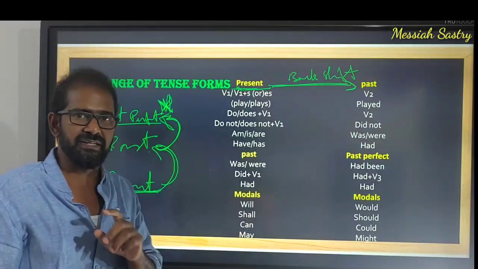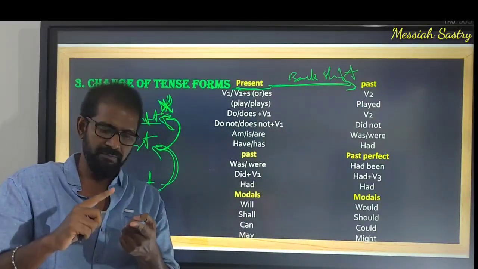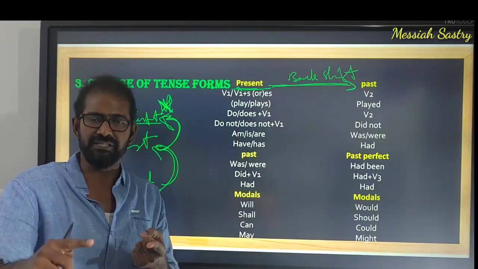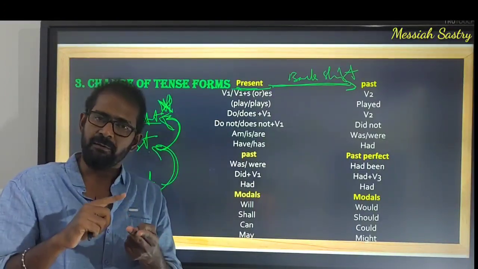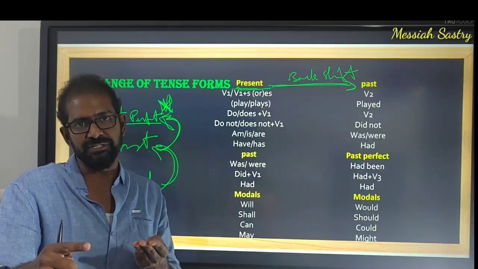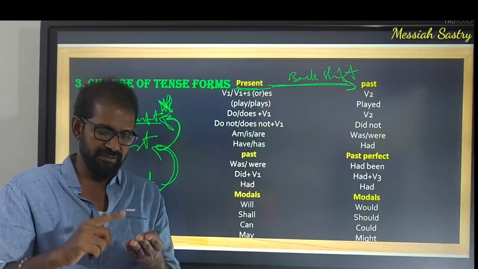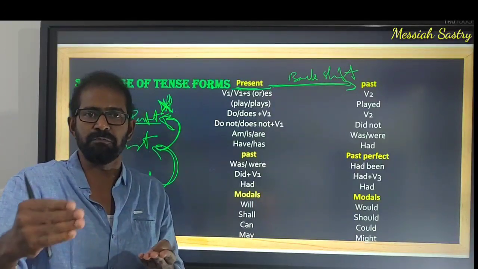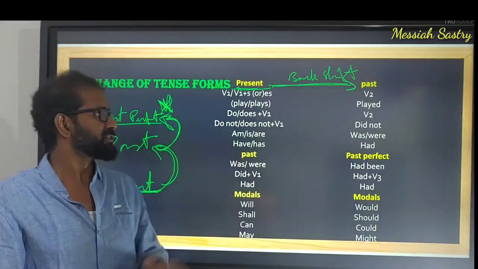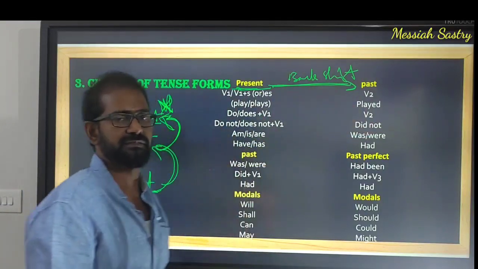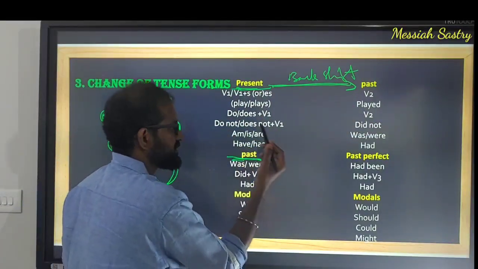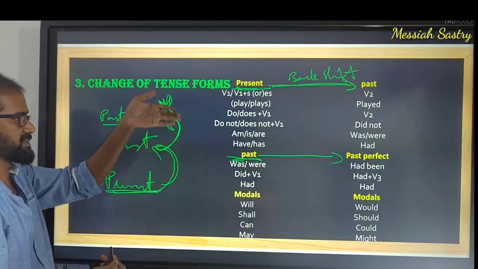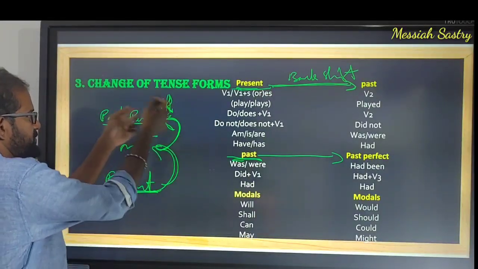When I say present, simple present changes to simple past. Present continuous changes to past continuous. Present perfect changes to past perfect. Present perfect continuous changes to past perfect continuous. So present changes to past, and past changes to past perfect. That's what we have discussed already. Back shift: present to past, past to past perfect.